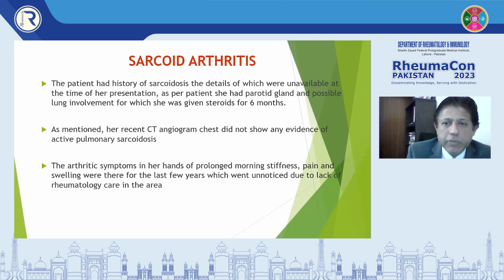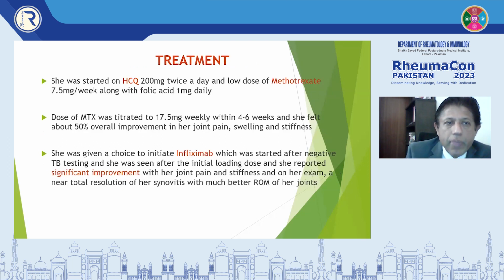So the arthritic symptoms that she had were very typical: prolonged morning stiffness, pain, swelling, and the radiographic changes. There was not a rheumatologist in the area, so she could not go anywhere for years. We started her on standard treatment, hydroxychloroquine, and we added methotrexate, and with titration of methotrexate, she noticed about 50% overall improvement. Since she had 50% improvement, we discussed a trial of infliximab, and she agreed to that.